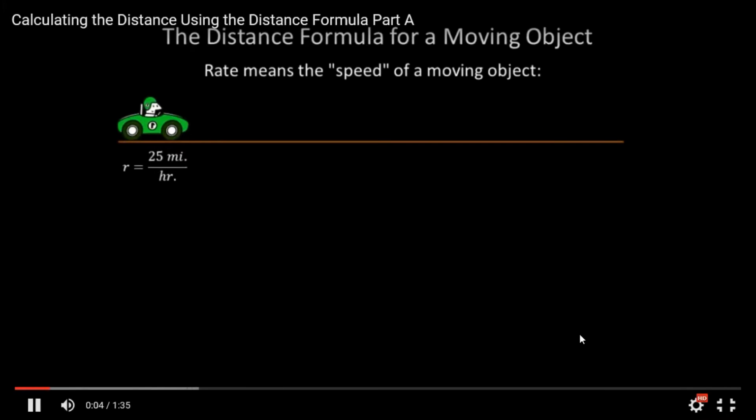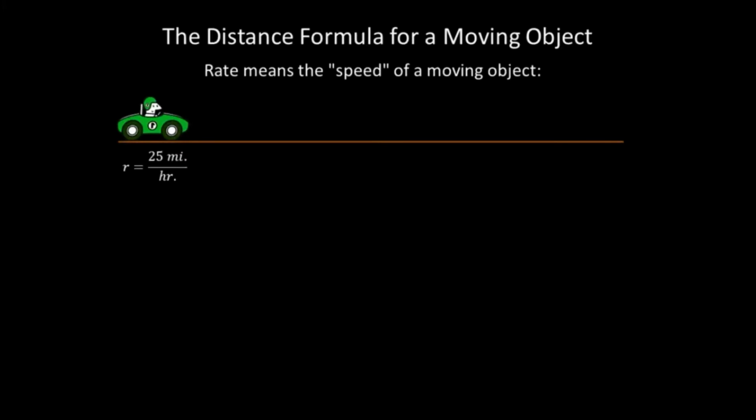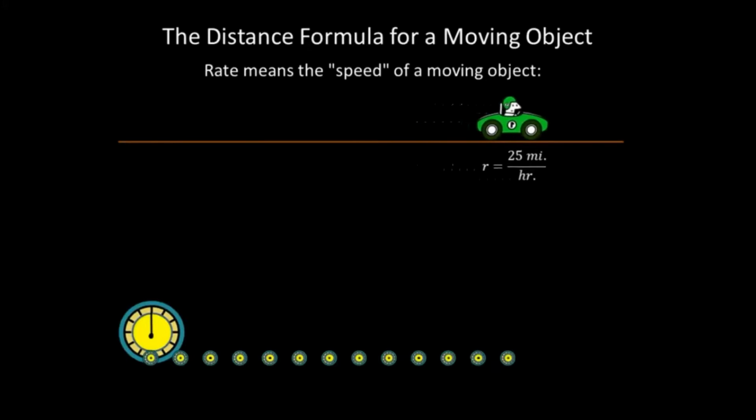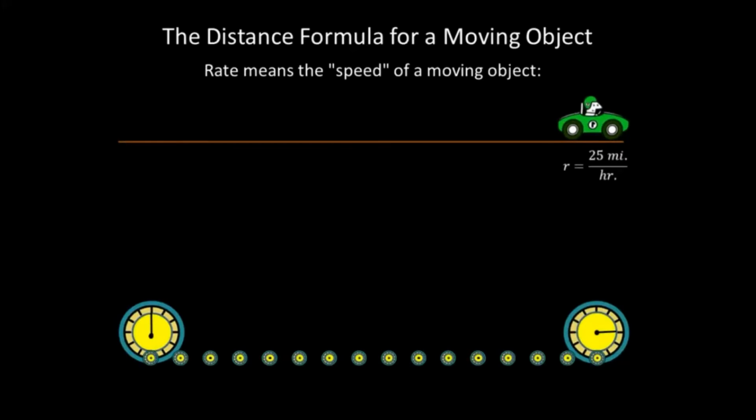Let's look at a specific problem or calculation with the distance formula. We have an object whose speed or rate is 25 miles per hour. This object travels for a certain length of time. We want to use our distance formula to calculate the distance that the object traveled. The distance equals rate times time. We replace the variables in our formula with the values that we know in the problem. We know that the rate is equal to 25 miles per hour and the time is equal to 3 hours.